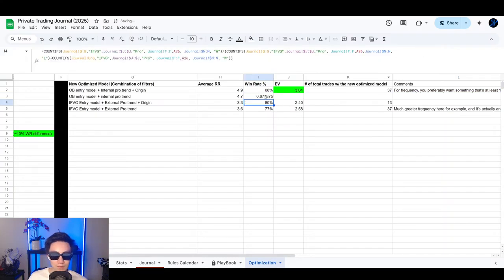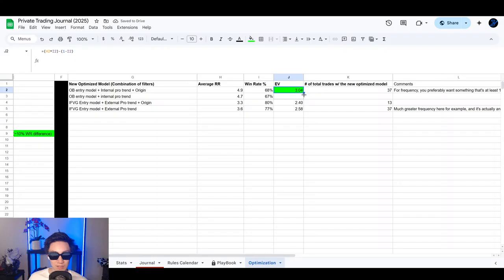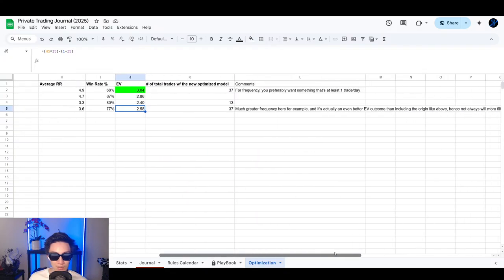Okay. And we have to compare the stats. So this is actually worse. So you can see we actually have a worse EV here. The EV here without origin is lower. But you can see how in this situation the EV without the origin is higher.